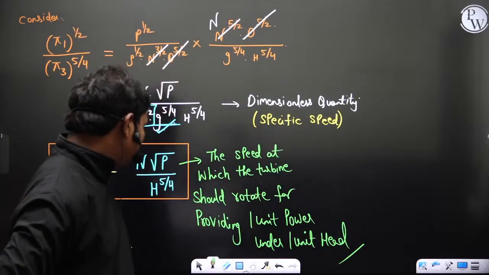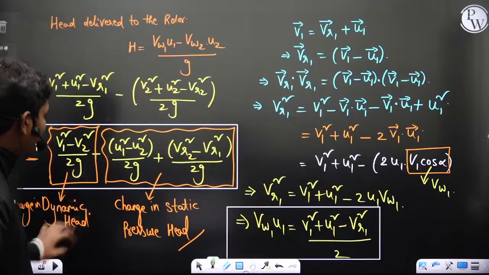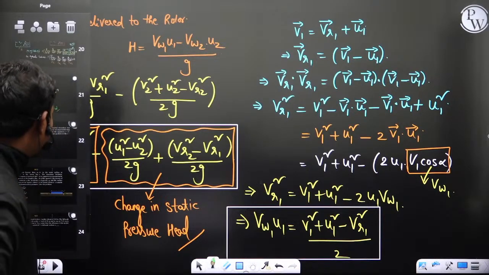Look, the principles are the same. Basically, for a Pelton wheel or Kaplan turbine or Francis turbine, this story of velocity triangles up to this part is the same. Only the math changes.